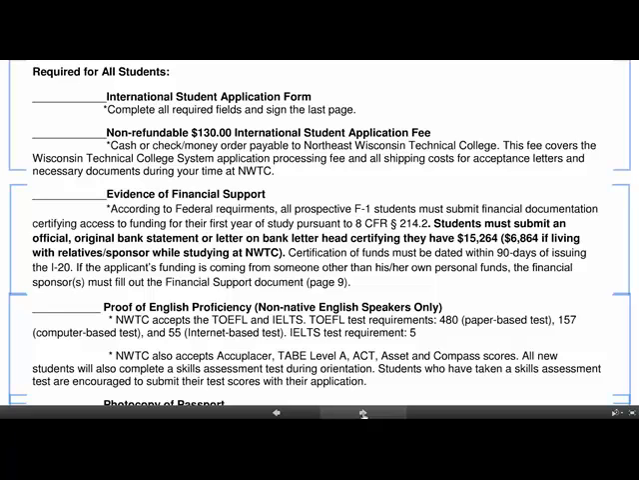The second item is to submit a non-refundable $130 International Student Application fee. This helps cover administrative costs and allows us to deliver your forms in the quickest way possible while attending NWTC.